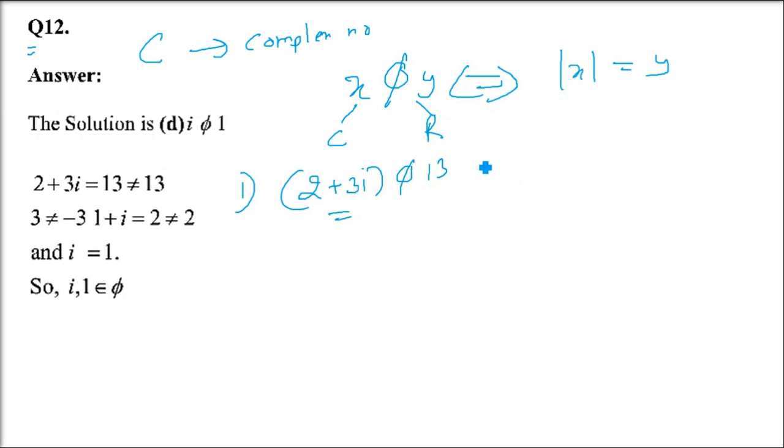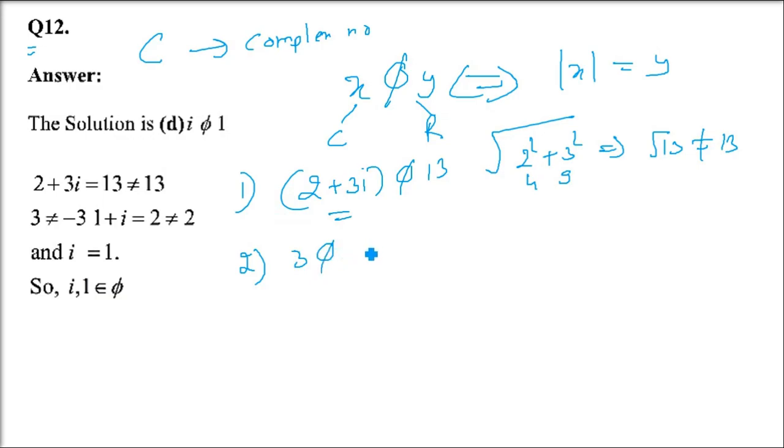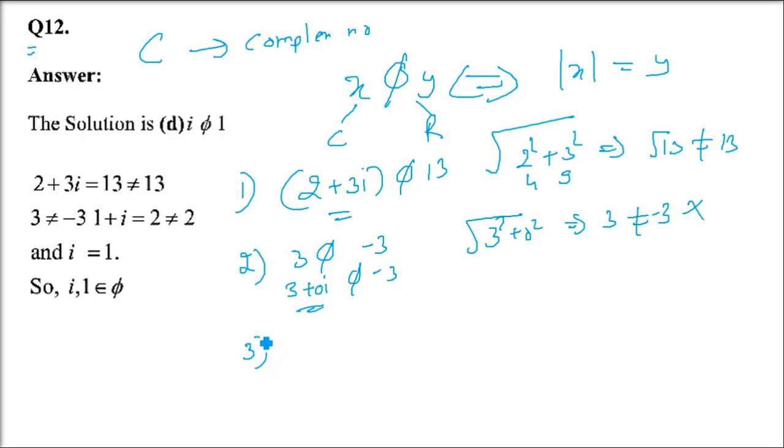I'll tell you how to find the modulus. The modulus of 2 plus 3i is the square root of 2 squared plus 3 squared, and it has to be equal to 13. Is it equal? 2 twos are 4 and 3 threes are 9, so you get root 13, which is not equal to 13. So it fails. The second one is 3 R minus 3. 3 can be written as 3 plus 0i, so the modulus is the square root of 3 squared plus 0 squared. This also fails because 3 is not equal to minus 3.